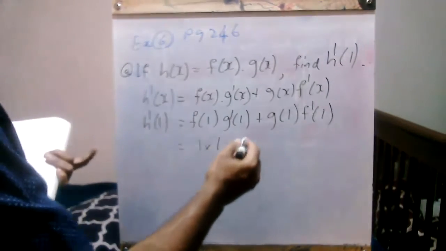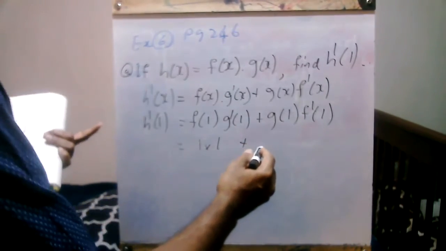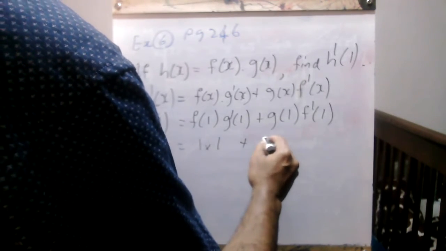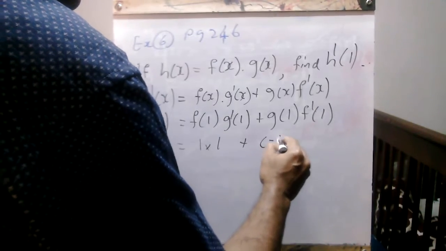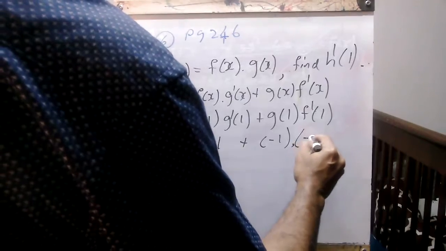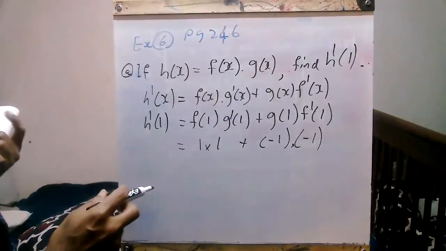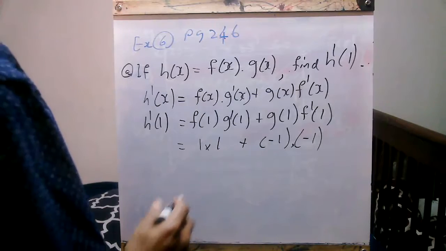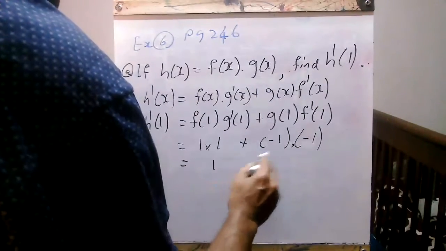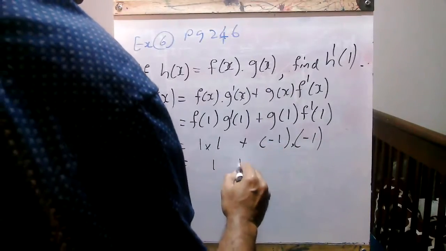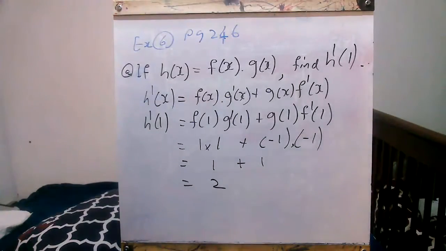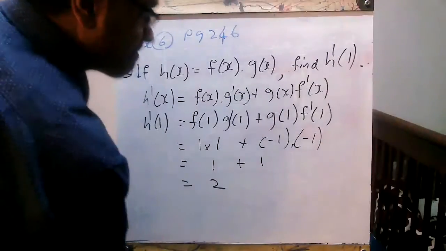G dash 1 is 1, plus the other values I substitute. G of 1 is -1, I showed you, times f dash 1, again -1. This is 1, negative times negative, positive, +1. This is 2. Clear?